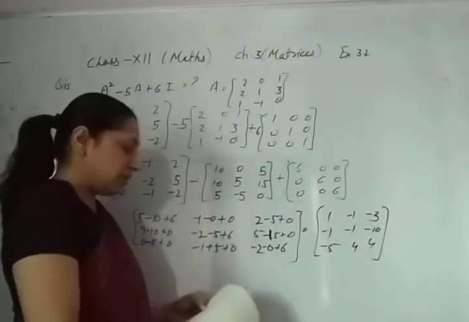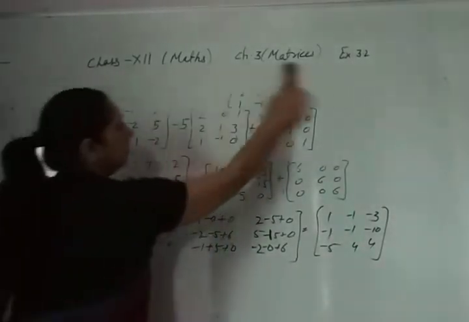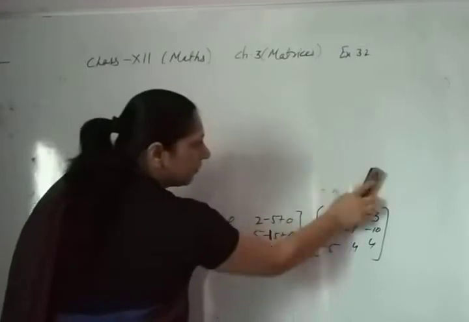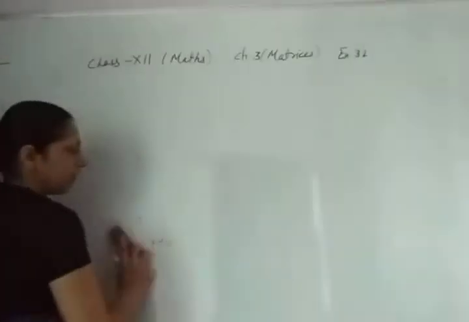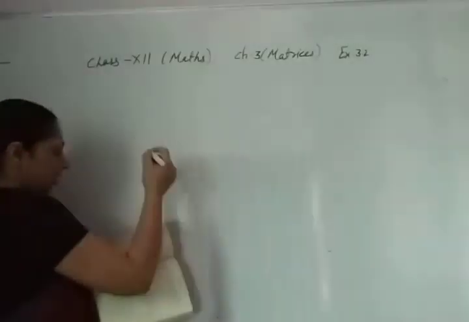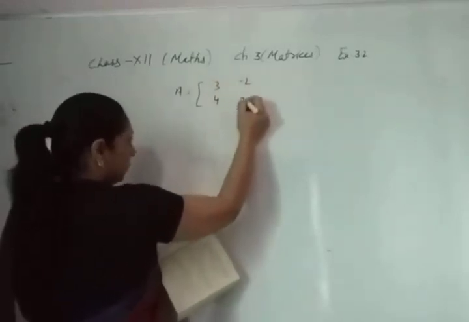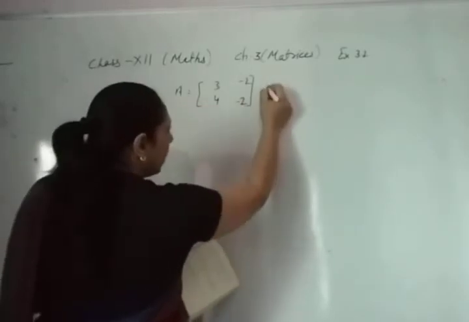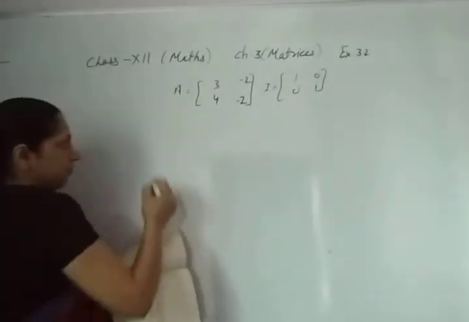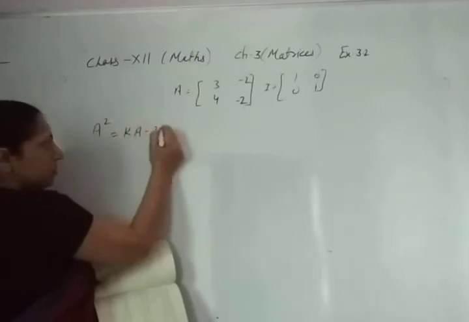Now I am coming to question number 17. In question number 17, we are given an equation and we have to find the value of k. Given is A equal to [3, 4; -2, -2], and I is equal to [1, 0; 0, 1]. Find k such that A squared is equal to kA minus 2I.